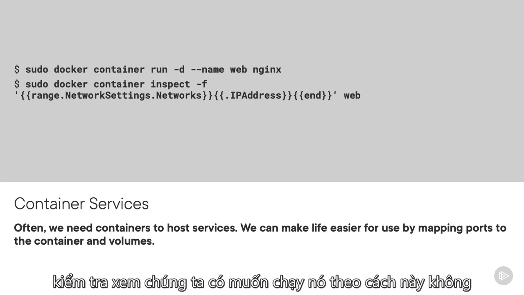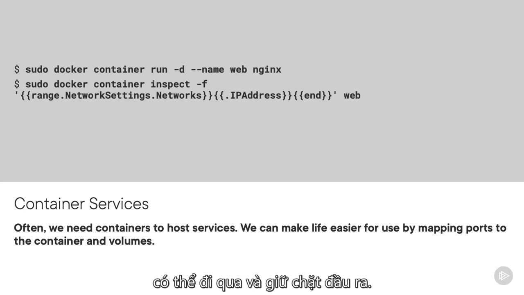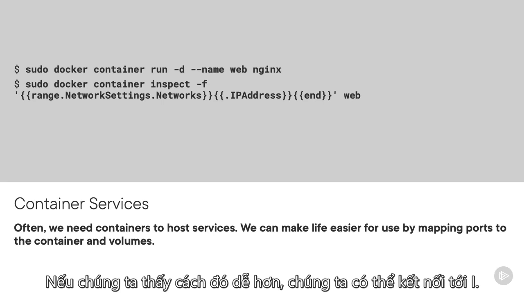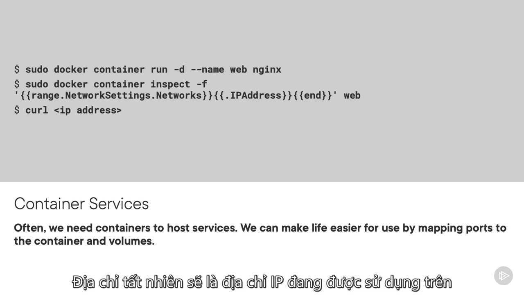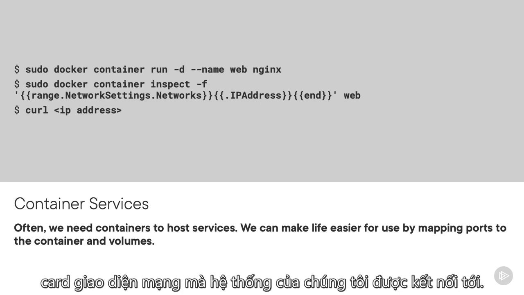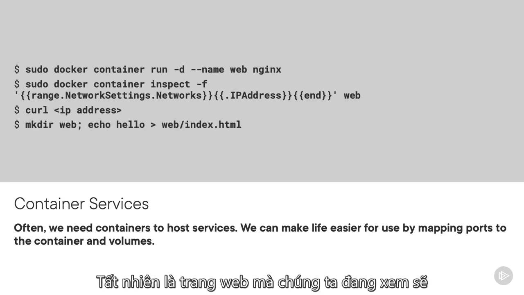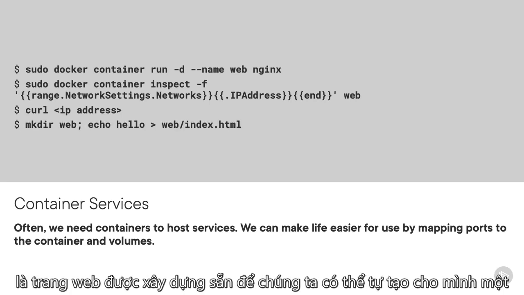If we didn't want to run it this way, we could grep the output if we found that easier. We could then connect through to the IP address. The IP address, of course, is going to be the IP address that is being used on the network interface card that our system is connected to. Of course, though, the web page that we are looking at is going to be the built-in web page.